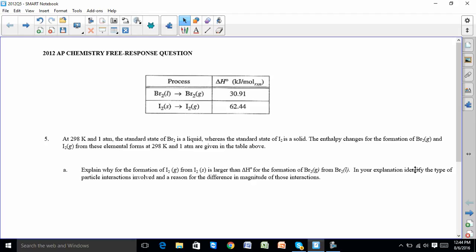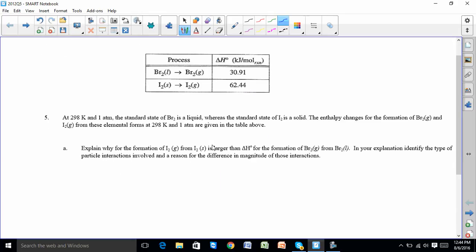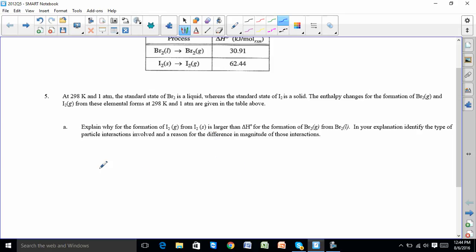In your explanation, identify the type of particle interactions involved and a reason for the difference in the magnitude of those interactions. Okay, first thing that's very interesting about this problem is that there's actually two answers, and you only had to give one of them. There's two things going on here.